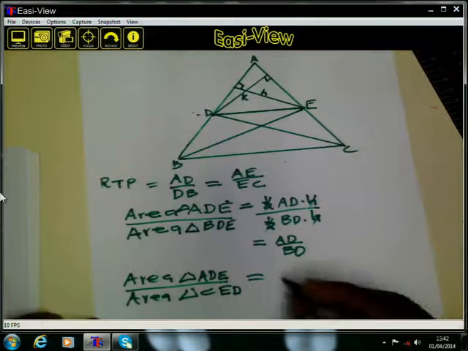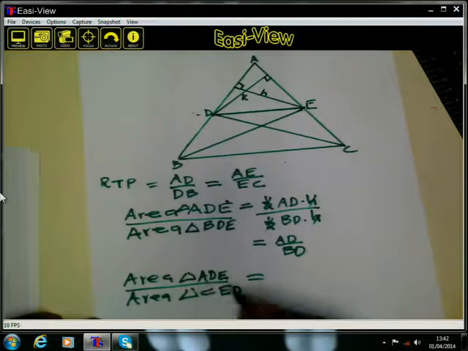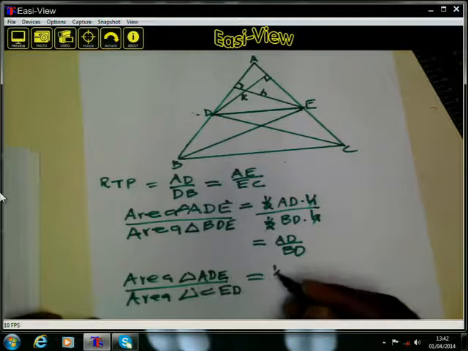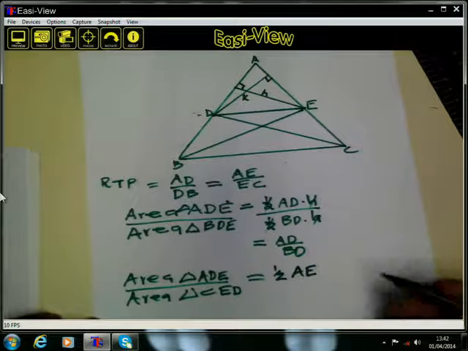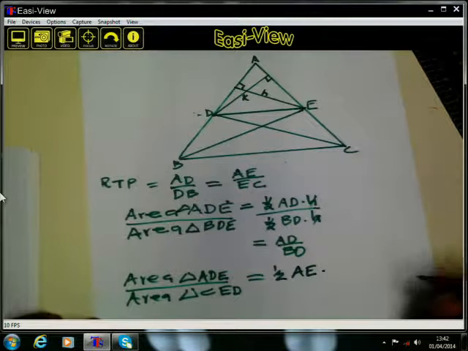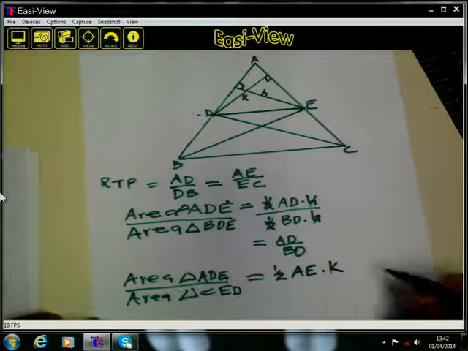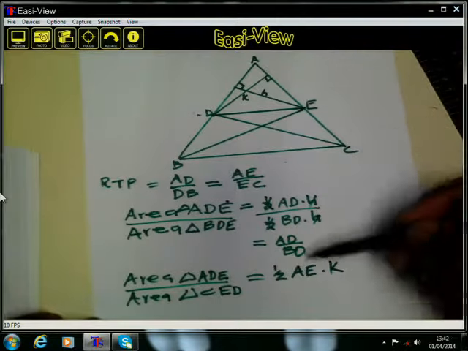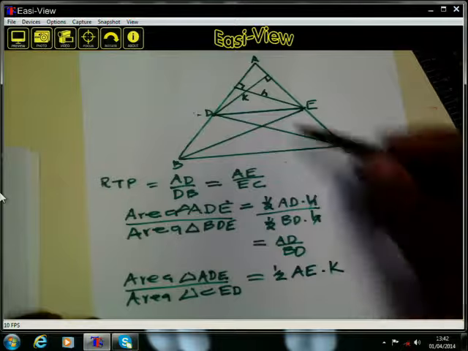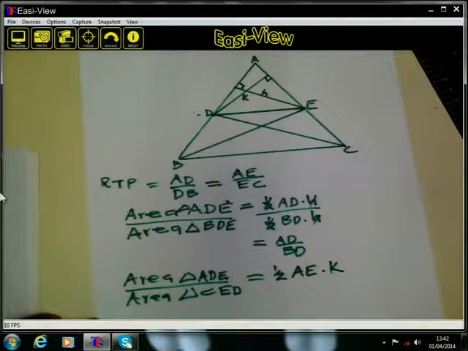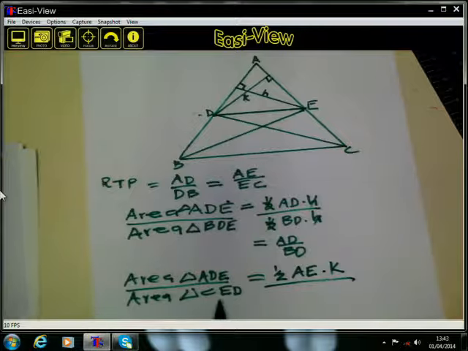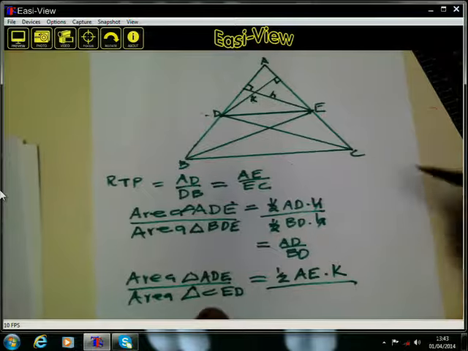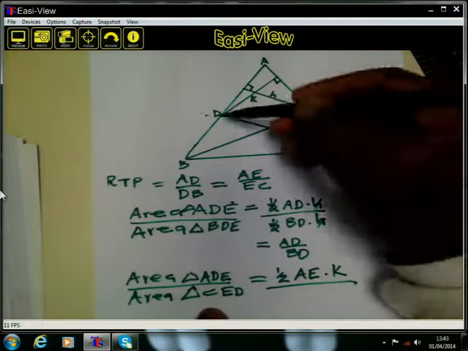So it means the definition of area of triangle ADE would be half, AE, because AE is the base, multiplied by the perpendicular height, this time denoted as K. Over area of triangle CED. CED. This is now the triangle in question.